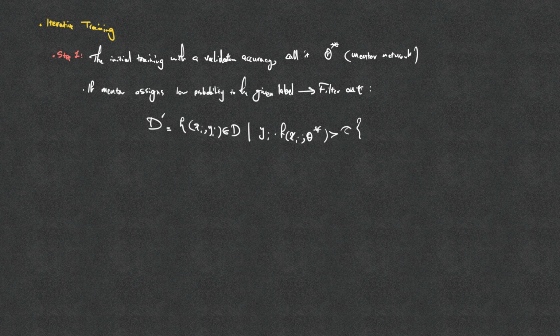And they also filter out the examples for which the given label is not associated with a high probability as the output of the mentor network. In other words, they feed the examples to the mentor network. It's going to produce some probabilities for the outcome. If the label that is given to an example is assigned a very small probability by the mentor network, it's going to be removed, which is defined like this.